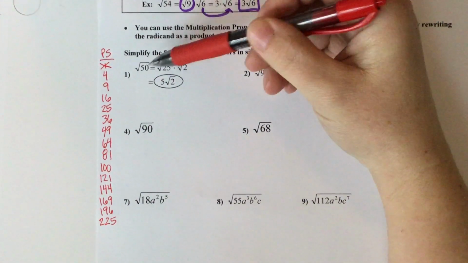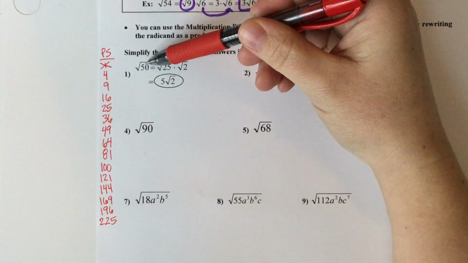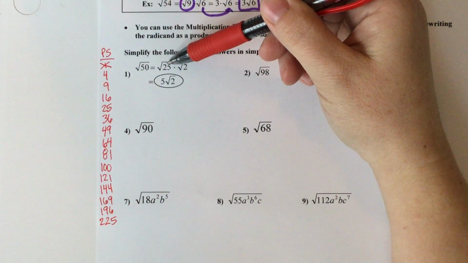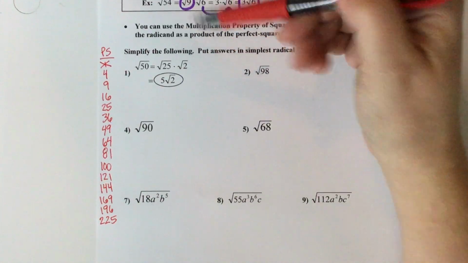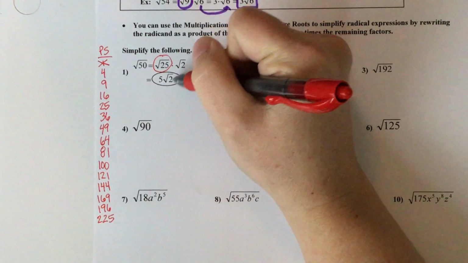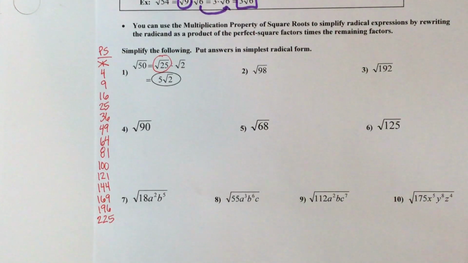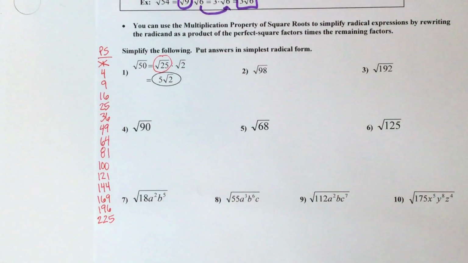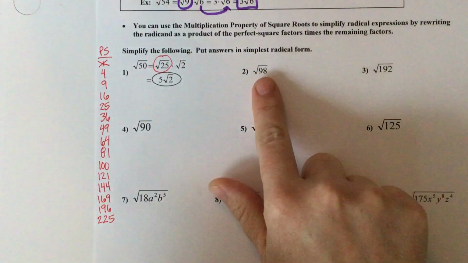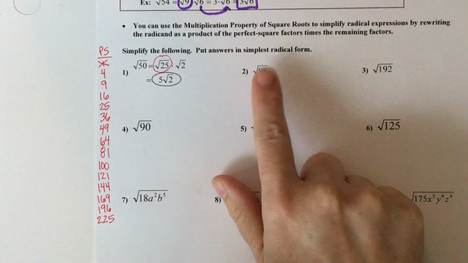All right, and then I showed you another example worked out. 50 got broken into the square root of 25 times the square root of 2, and then the square root of 25 made a 5, and then you can't take the square root of 2, so you recopy. All right, so let's say you struggle knowing what might go into it. So this is what you do. I'm going to try to break down this 98. Now this is a hard one for people.